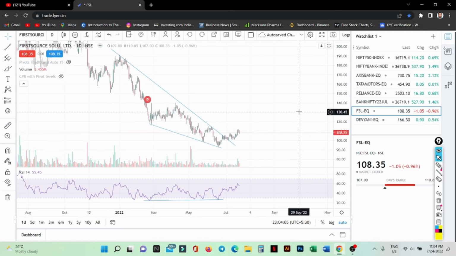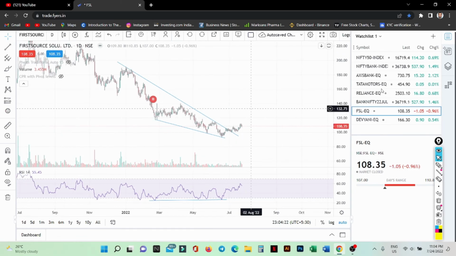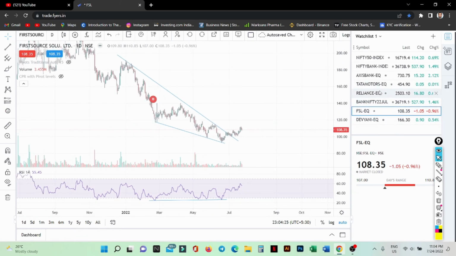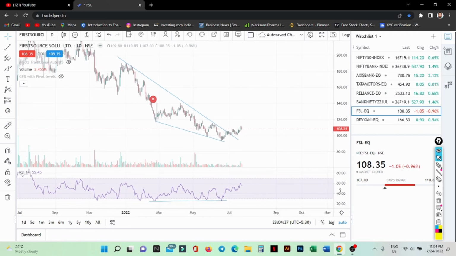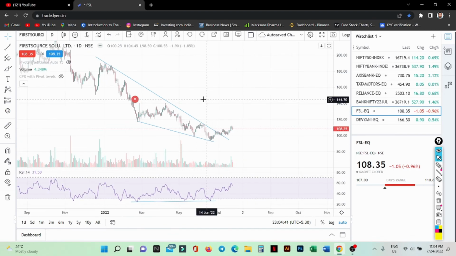So traders, today we have discussed the indicator RSI. This is a momentum trading indicator, and we explained how it's used and its various settings. So understand how to spot RSI divergence in a stock as well as in an index, and choose your trade accordingly. This was today's video, traders.